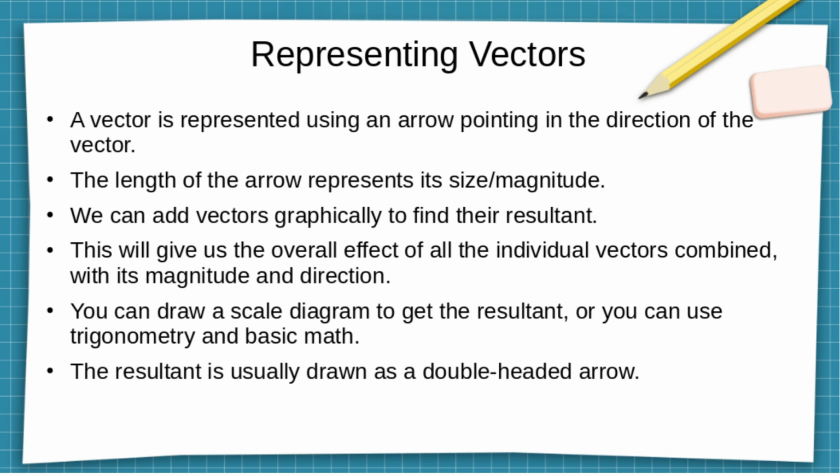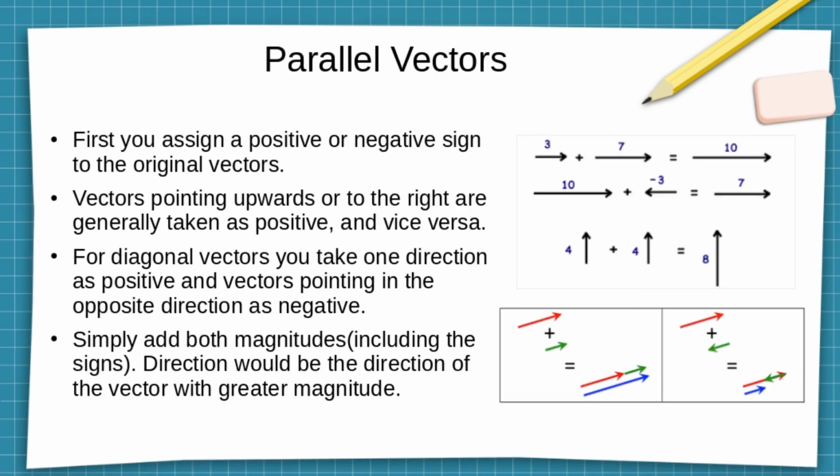We can draw scale diagrams using vectors, and graphically we can draw diagrams to find a resultant vector, which would show us the overall effect of several individual vectors acting together, and it would give you the magnitude and direction of the resultant vector. You can either draw a scale diagram or you can draw a rough diagram and use trigonometry and basic math to calculate your resultant. The resultant itself would be shown as a double-headed arrow, and you can label it with an R.